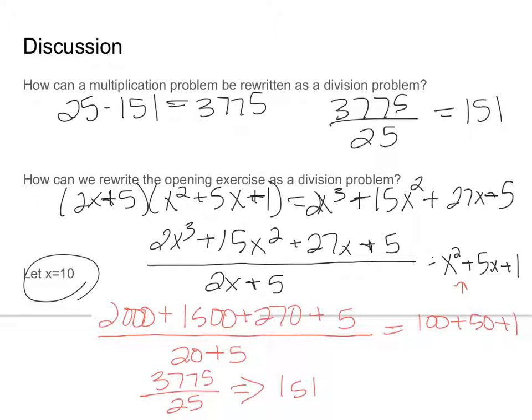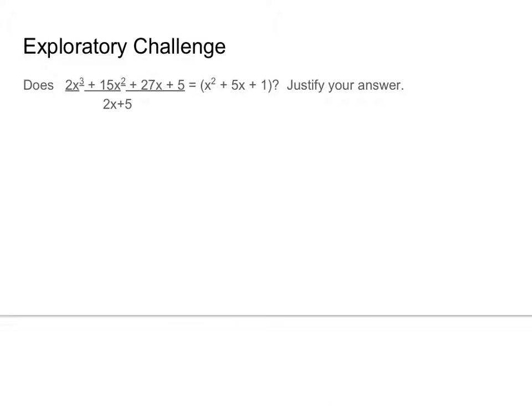3775 divided by 25 is 151. Woohoo! All right, let's do an exploratory challenge. Does this first equation, let's highlight it, equal that? Justify your answer. I believe we just did.